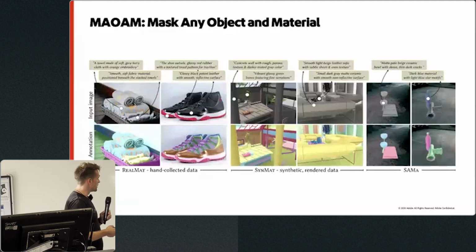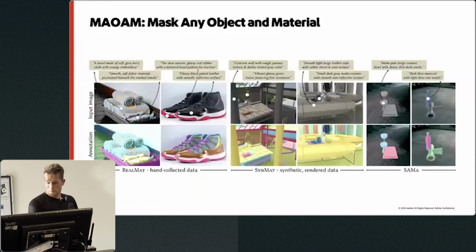For example, this was the embroidery example that I just gave you. For the shoes, it said glossy black patent leather with a smooth reflective surface, and vibrant glossy green leaves featuring fine serrations. I'm like, okay, sure, right?